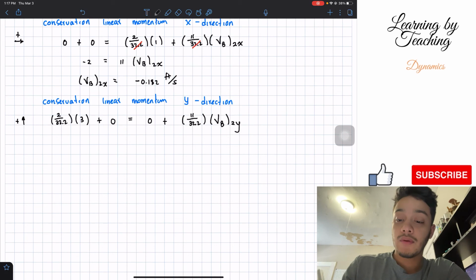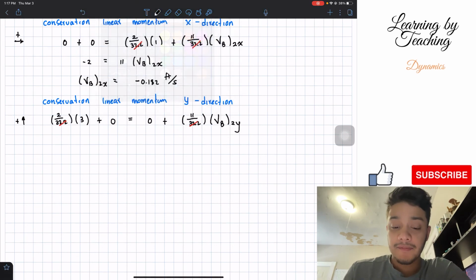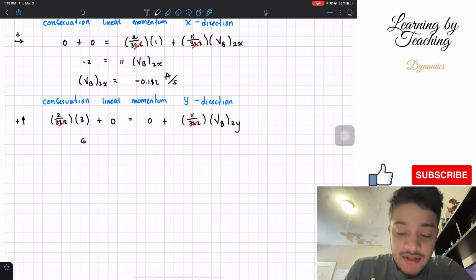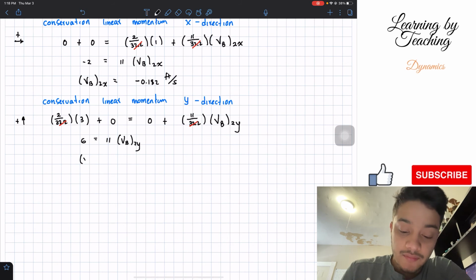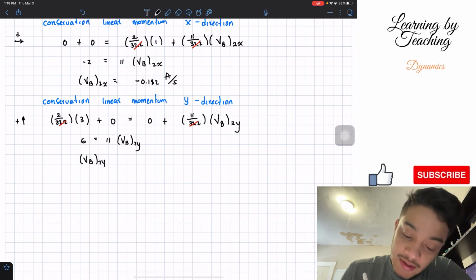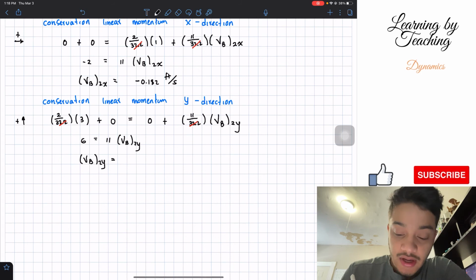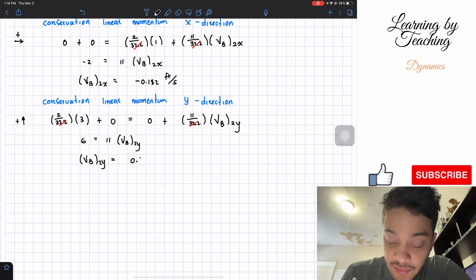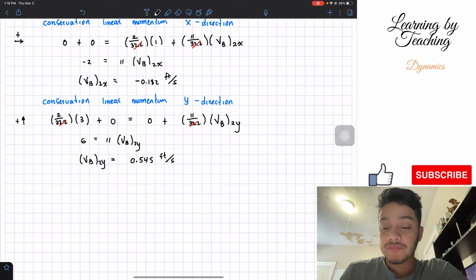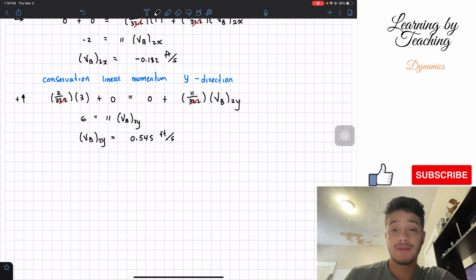Same thing happens in here. What we can do is cancel out the 32.2 from both terms that we have, and we will end up having 6 on the left has to be equal to 11, the velocity of B after the collision in the y direction. And when we solve for the velocity of B in the y direction after the collision, it has to be equal to, well, 6 divided by 11 gives me a total of 0.545 feet per second.